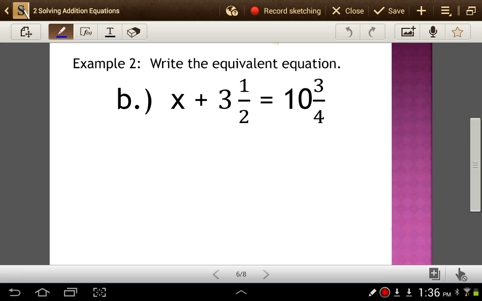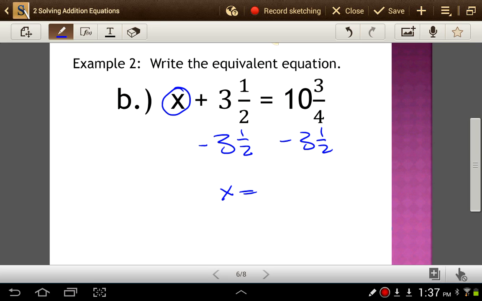In problem B, we have x plus 3.5 equals 10 3/4. So again, here's my variable. Always got to locate your variable. I'm adding 3.5. So the inverse, to undo that, I'm going to subtract 3.5 from both sides. Okay. 3.5 minus 3.5 is 0. So that leaves me with x equals.